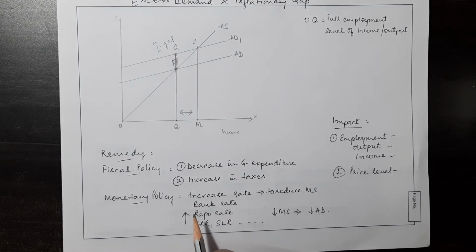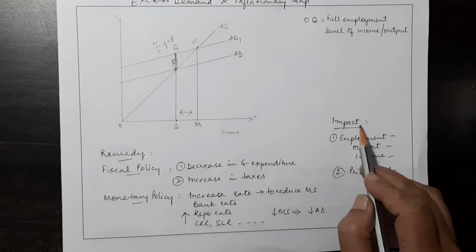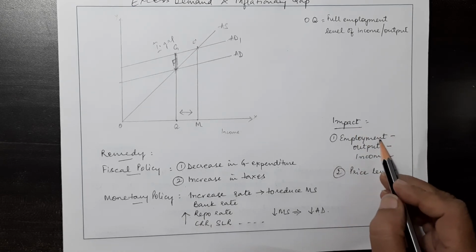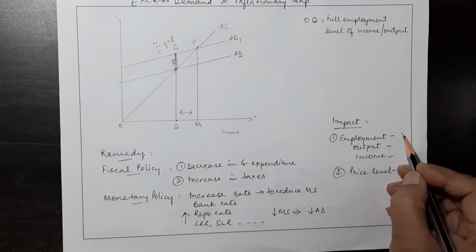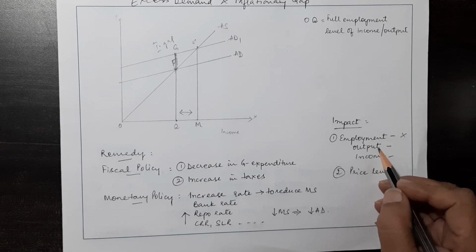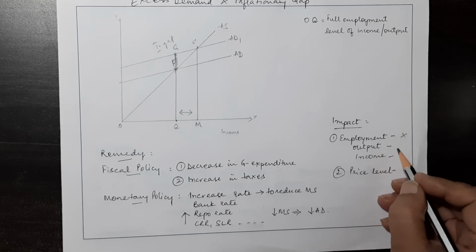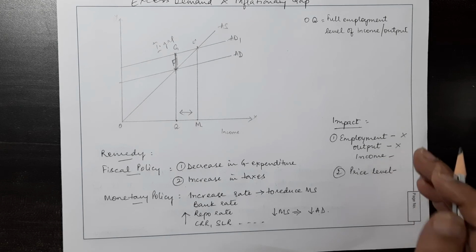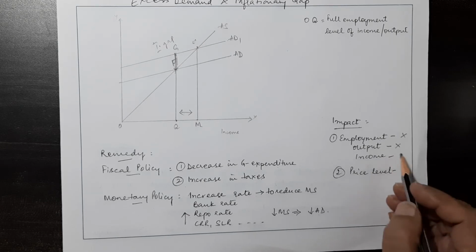Okay, so that is it. So what will be the impact of this excess demand or the inflationary gap on employment? Nothing will happen. No change in employment. Can there be an increase in the output? No, the output cannot increase because the economy is already working at full employment level.